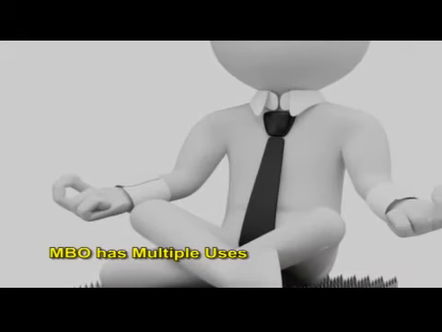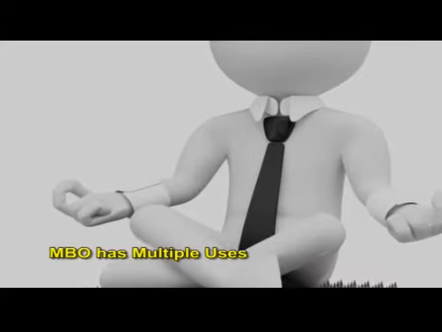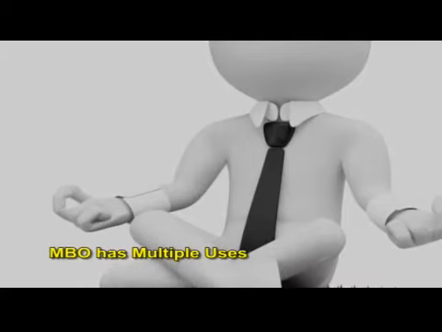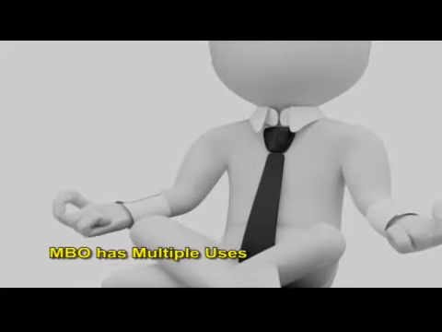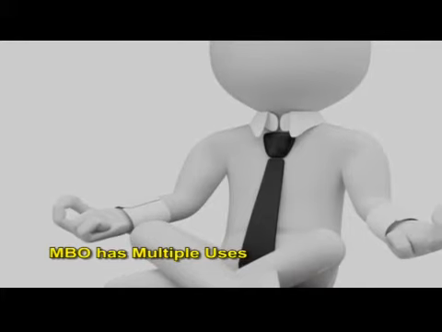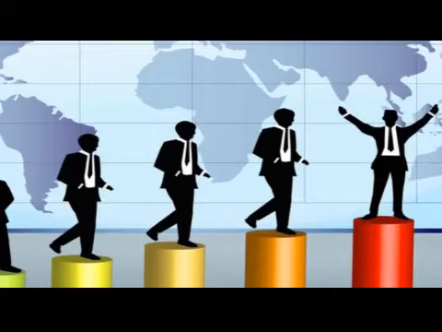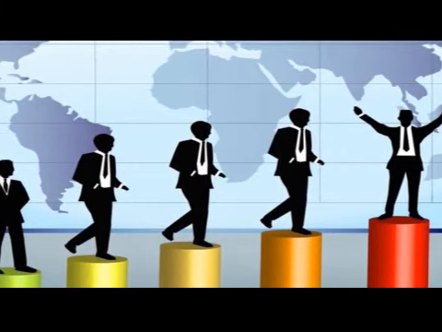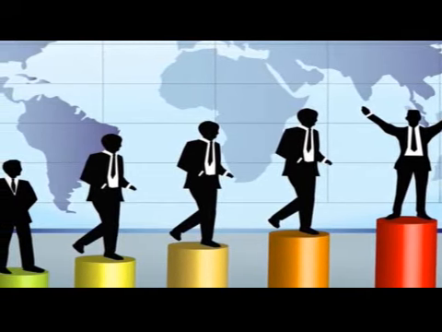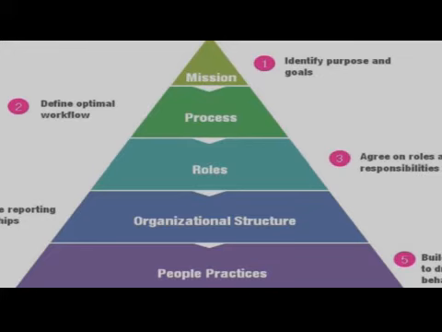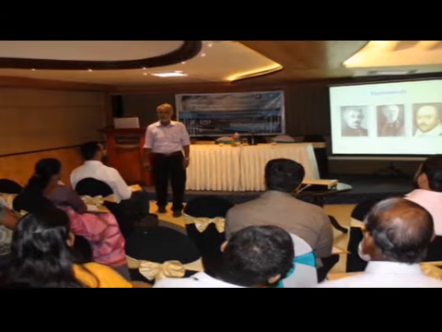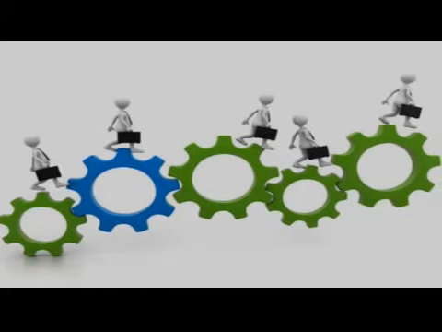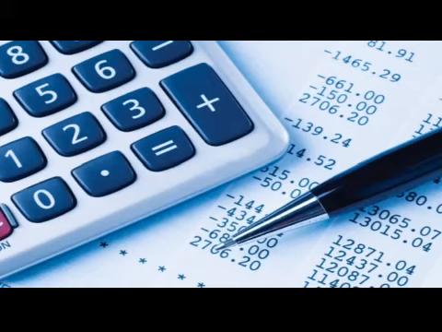Sixth, MBO has multiple uses. MBO is a way of promoting managerial self-control and it applies to the total management system. It has multiple uses. There are various managerial subsystems that can be integrated with the MBO process. They include performance appraisal, design of organizational structures, management development programs, organizational change programs, and budgeting.